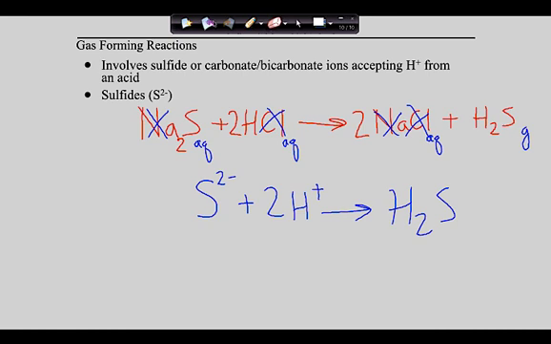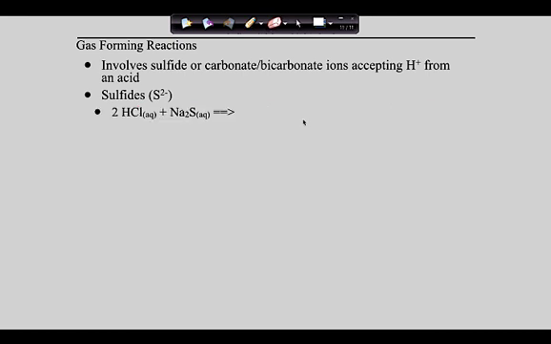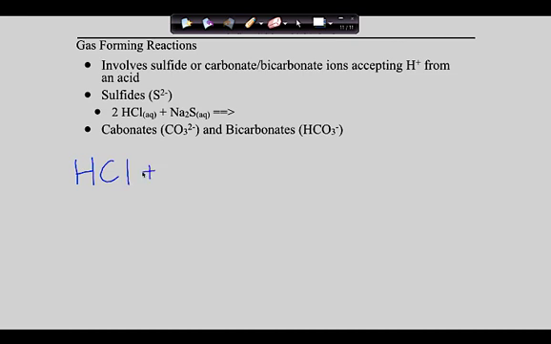Guys, the last thing we need to talk about is when an acid reacts with a carbonate or a bicarbonate. We'll do a bicarbonate, but it doesn't matter. They both work the same. So let's do this. Let's go HCl, and let's react that with, let's just do baking soda, sodium bicarbonate.